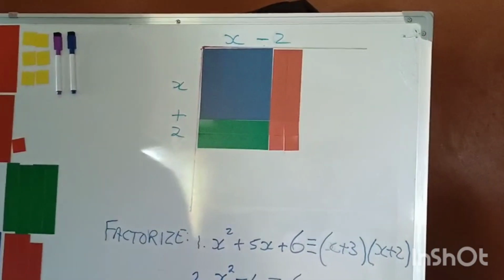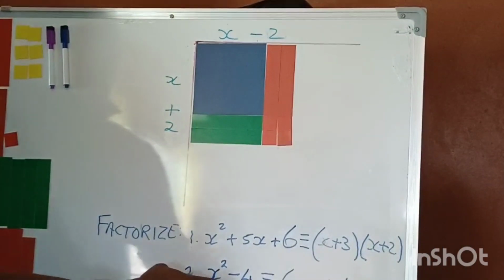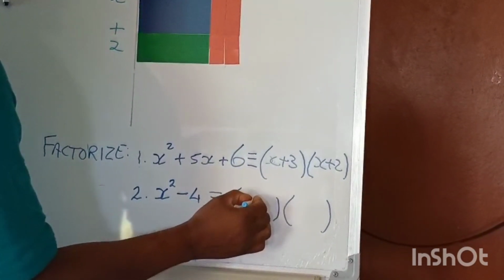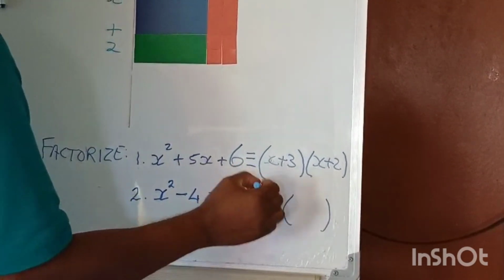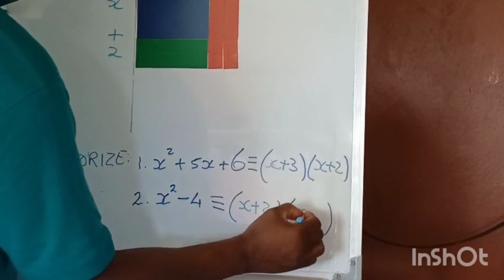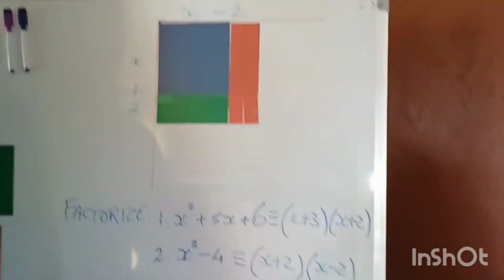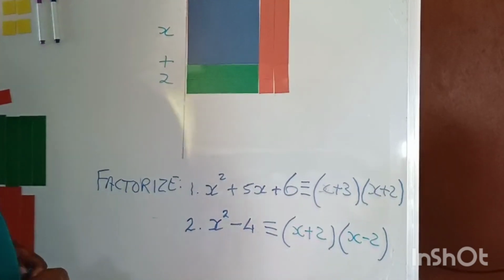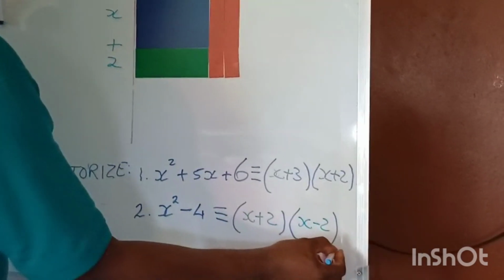So our factorized version of x squared minus 4 is x plus 2 into x minus 2. Sometimes you may hear this referred to as the difference of squares. This is your answer.